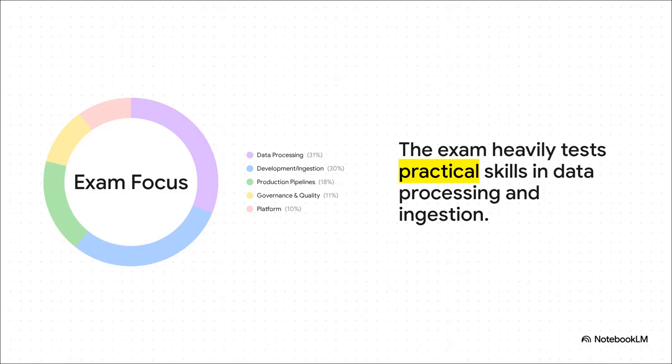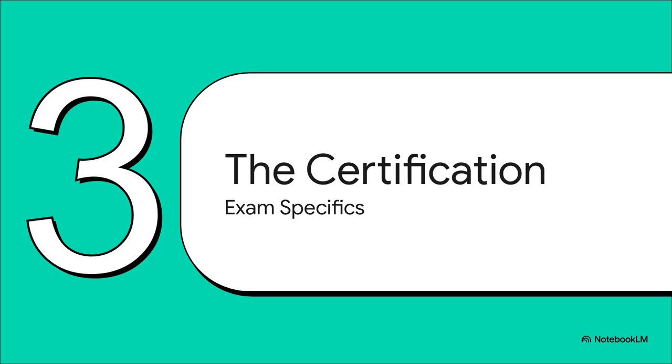Now, if you want to know where to focus your study time, this right here is your treasure map. Just look at this breakdown. Data processing and development and ingestion. Together, they make up more than 60% of the entire exam. That tells you everything you need to know. This certification is all about your practical, hands-on ability to actually move and transform data. Knowing the skills is one thing, but proving you have them is how you really move your career forward. So let's look at the nuts and bolts of the exam itself, the official stamp of approval.